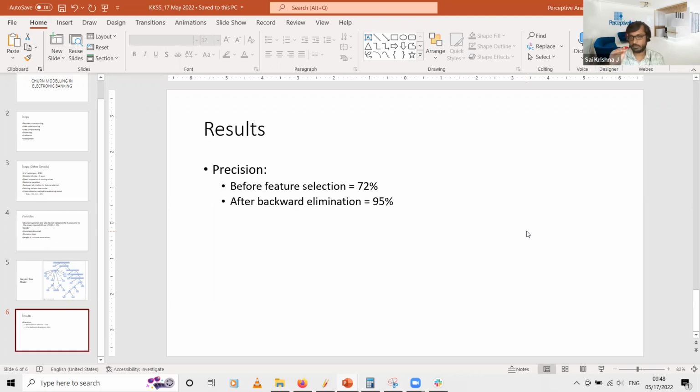That is why we don't go for accuracy. Accuracy means the true positives as well as the true negatives, so both those things we will consider. But in precision, we are only concerned about accurately predicting the churned customers.